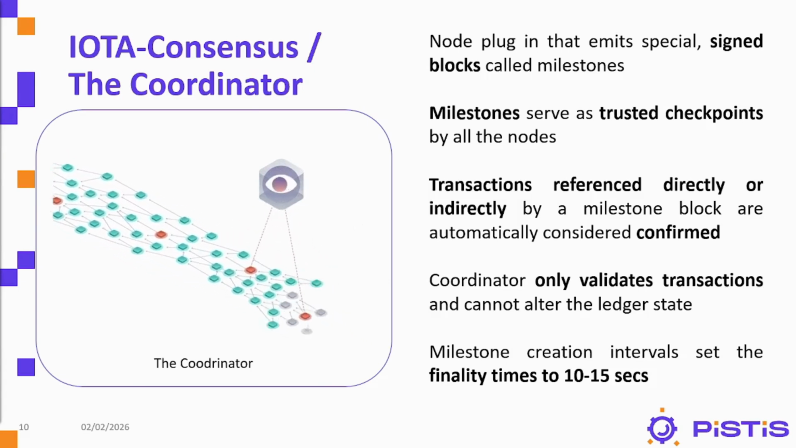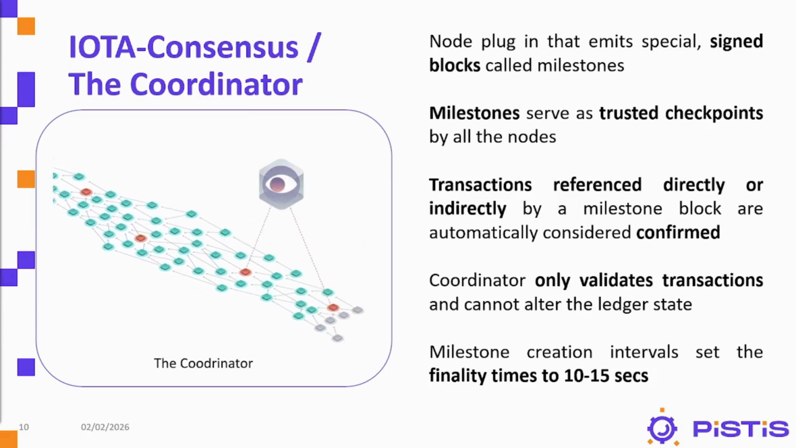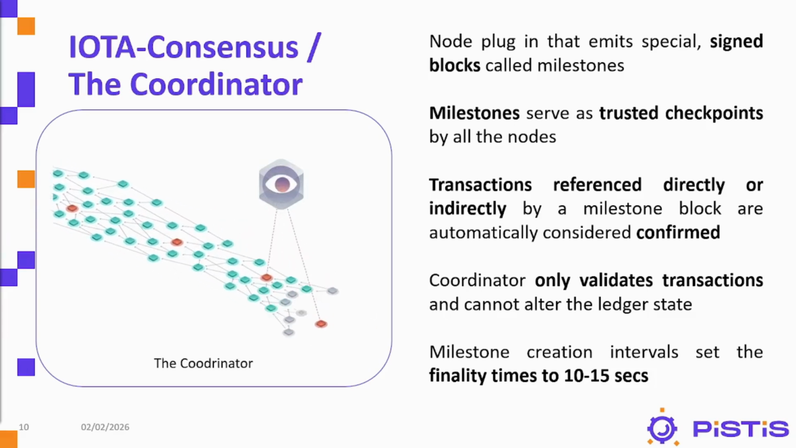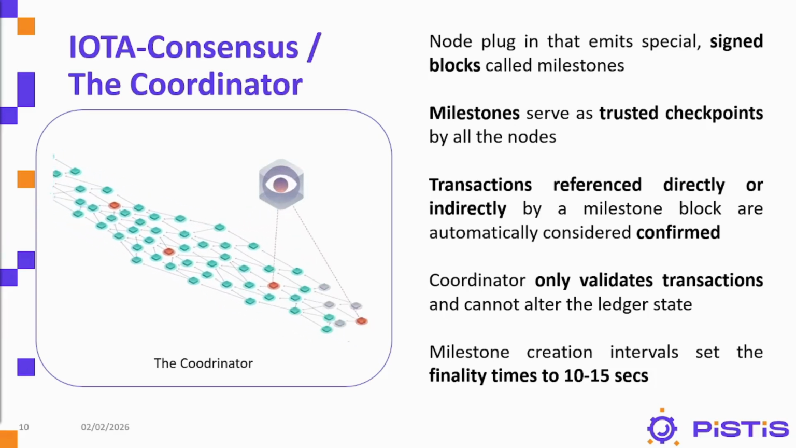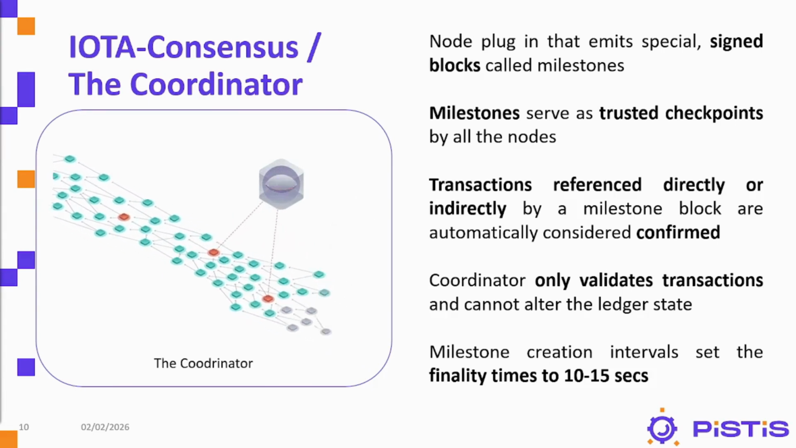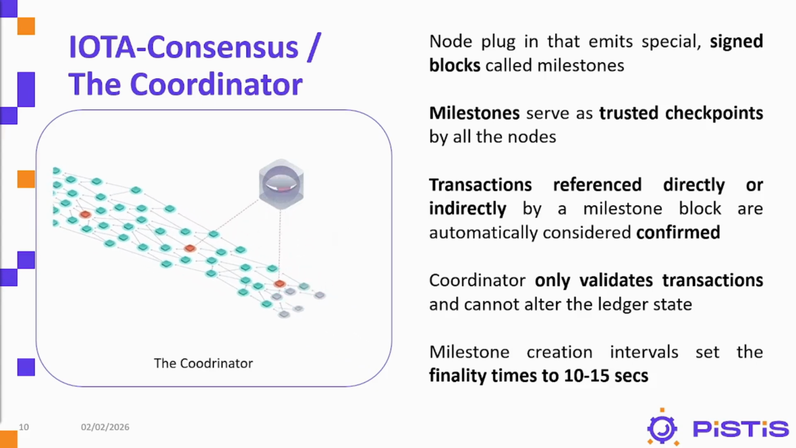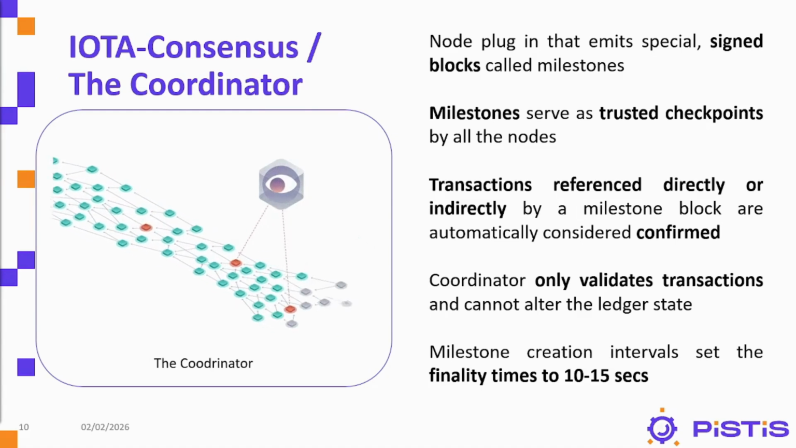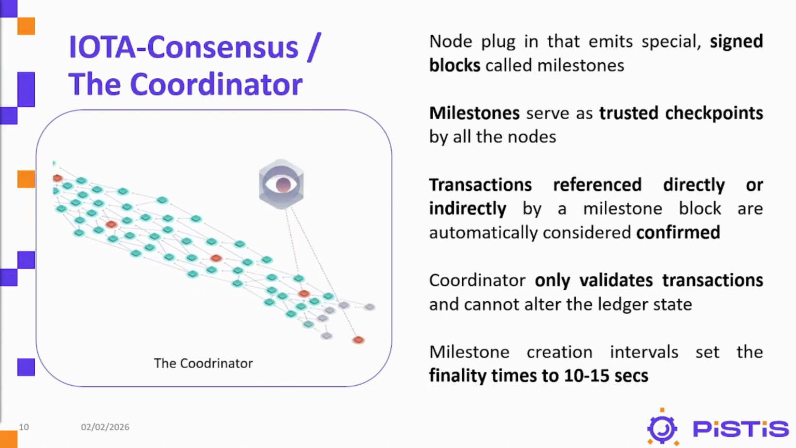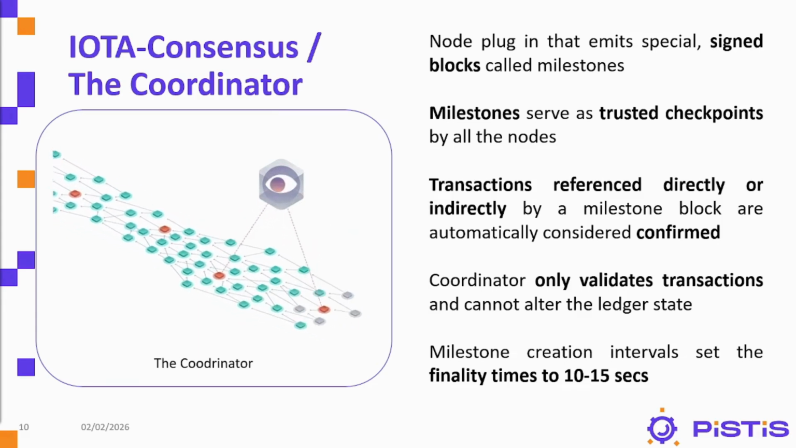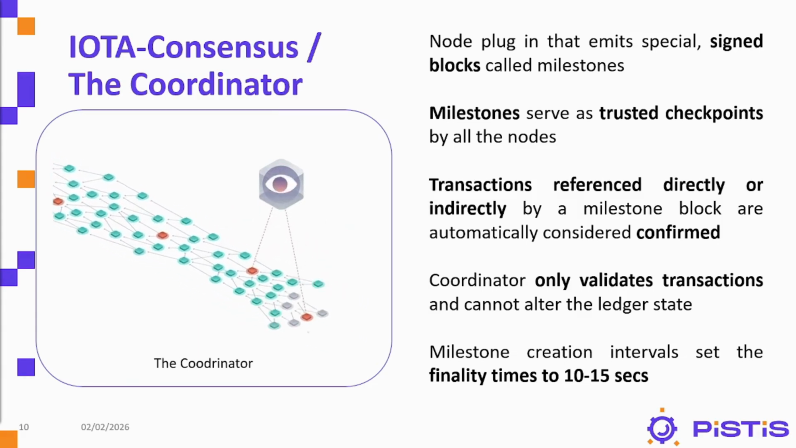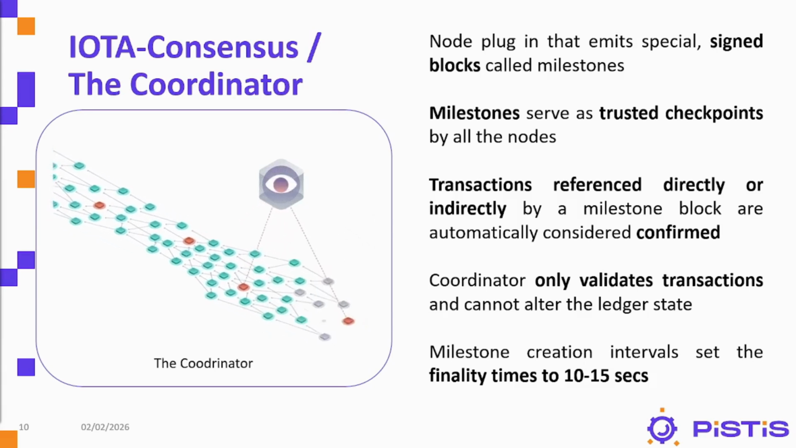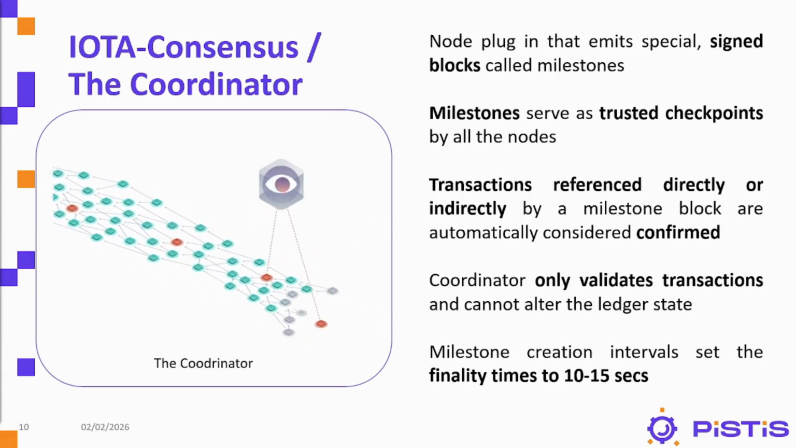Milestones validate transactions but cannot alter the ledger state or perform digital asset transfers. Milestones are regularly issued and achieve transaction finality times within the range of 10 to 15 seconds. While the coordinator seems like a centralized application of a consensus mechanism, in reality it can be formed by a validation committee of multiple different nodes. At the end of the day, the coordinator guarantees transaction finality within a predictable time and a smooth path towards decentralization.